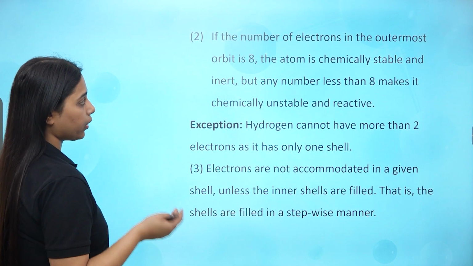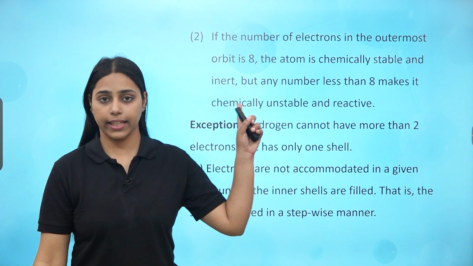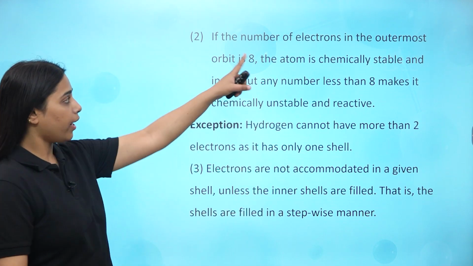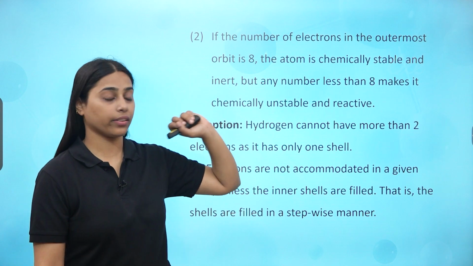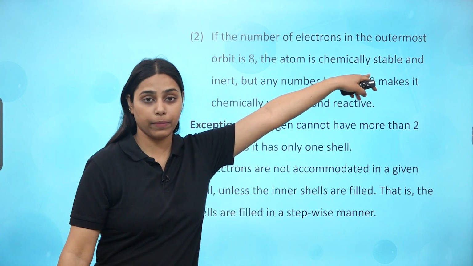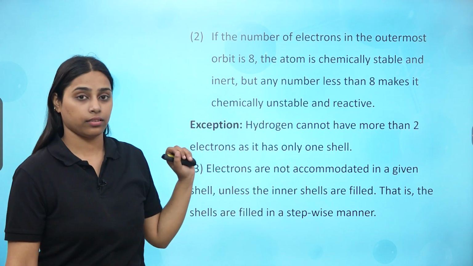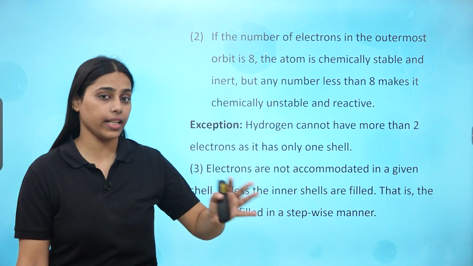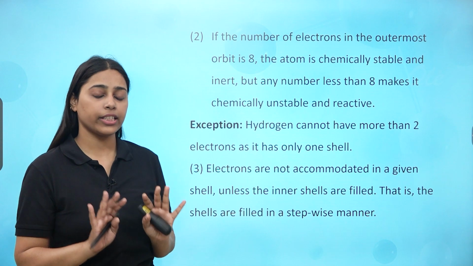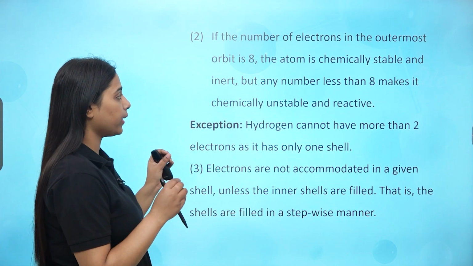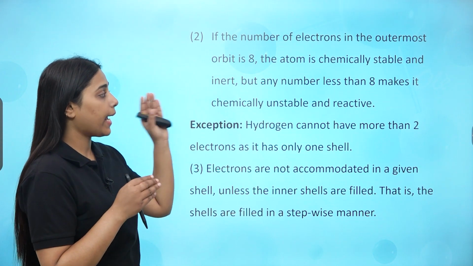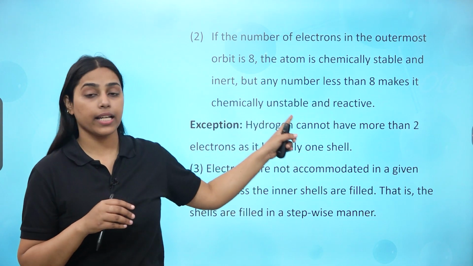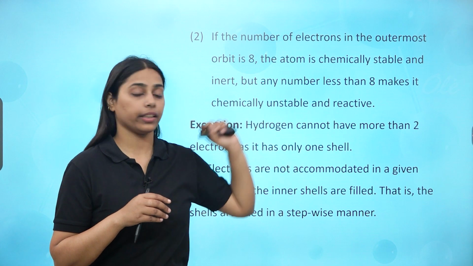What I have just explained is now written here. If the outermost shell has 8 electrons, you call it chemically stable and inert. That means such elements will not prefer reaction with any other element. They remain just like that in their neutral form. But any number less than 8 makes it chemically unstable and reactive.